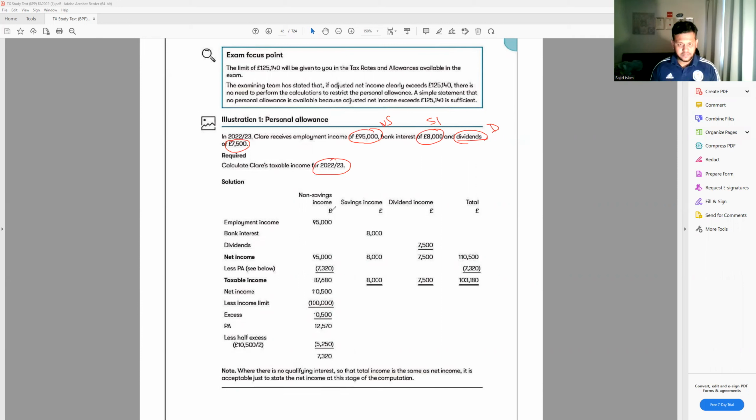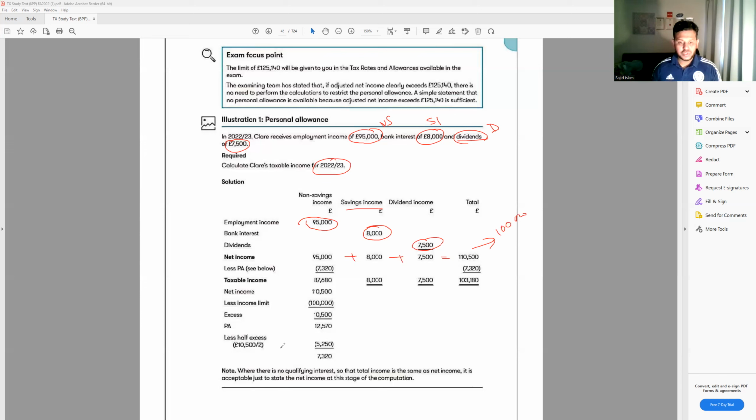So we have non-savings, 95,000 employment income, no problem for that. Bank interest 8,000, savings income, no problem. Dividend 7,500, no problem. So this question is very simple. Net income is 95,000 plus 8,000 plus 7,500, total net income 110,500. Now, as I said, if the adjusted net income is more than 100,000, we have to stop. Here it is more than 100,000 because it is 110,500, so my personal allowance needs to be adjusted.